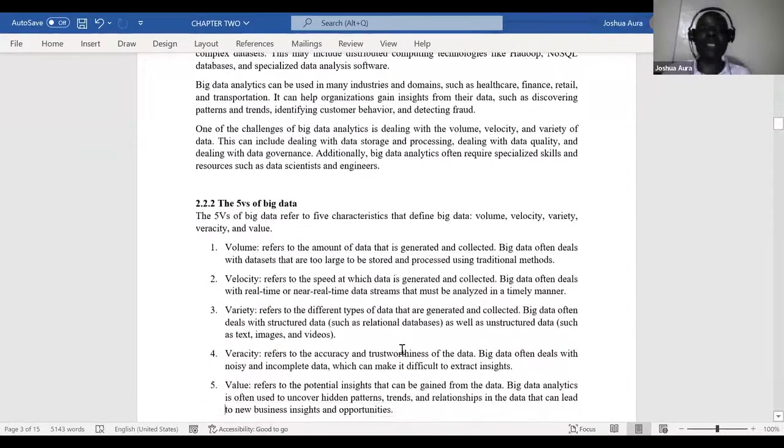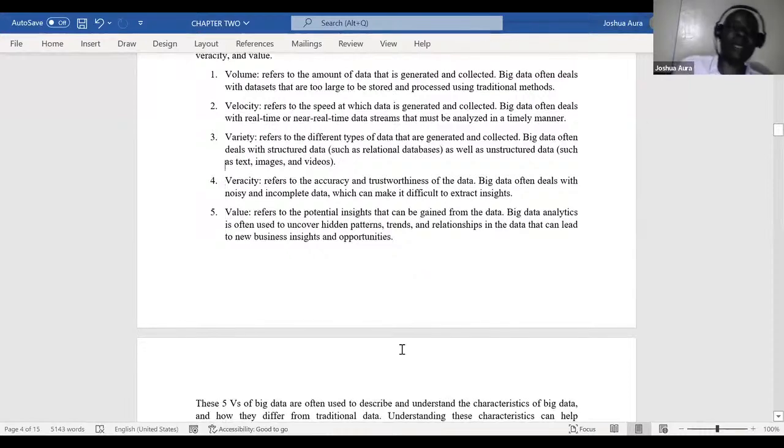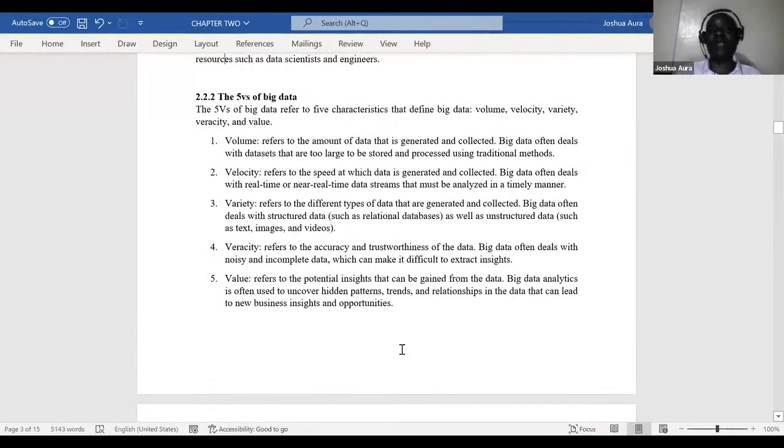I'm so sure you guys have forgotten about the big, but you guys are very clever. You cannot forget about the 5 V's of big data. The 5 V's of big data refers to 5 characteristics that define big data. So characteristics of big data: volume must be big, velocity, variety, veracity, and value.